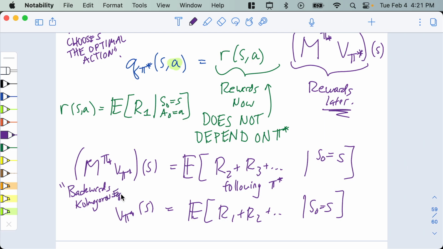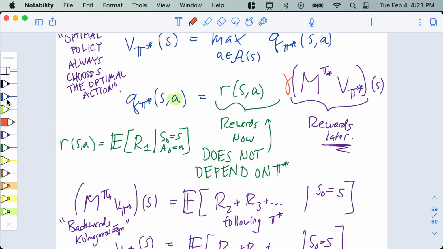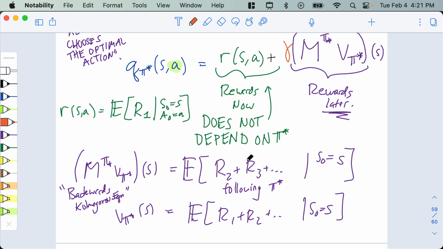Okay, and there's one other small detail you can add if you want to be a completionist: you can put in a little gamma. The gamma goes in front of everything. So this one is this plus gamma times that plus gamma squared times this plus dot dot dot, and this is R1 plus gamma times this plus gamma squared times this plus dot dot dot. So there you go.